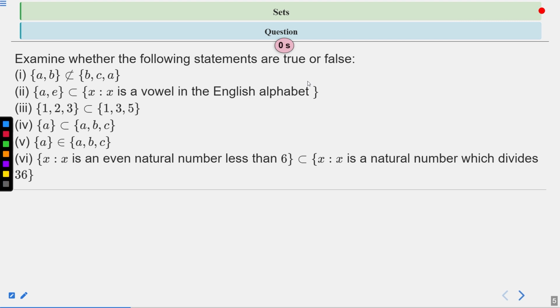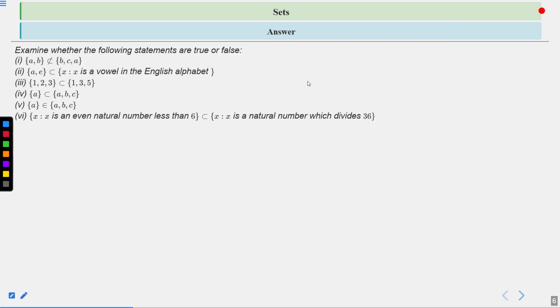The time is up. Moving on to the solution slide. So 6 statements are given to us and we just have to state true or false. Solution. So first one is false. Why? Because if you observe the set with 2 elements A, B, we can easily see that both these elements belong to the set with the elements B, C, A. Yes? So by the definition of subset, it is a subset. While in the statement it is given, it is not a subset. So false.